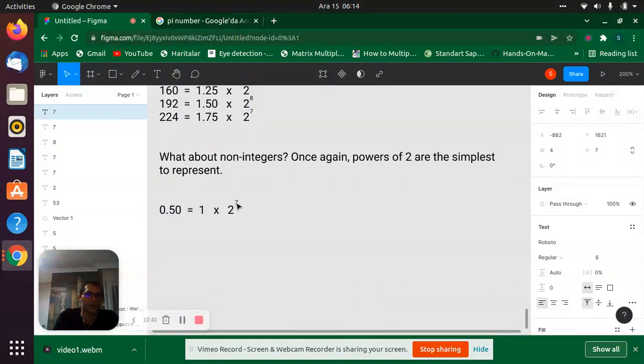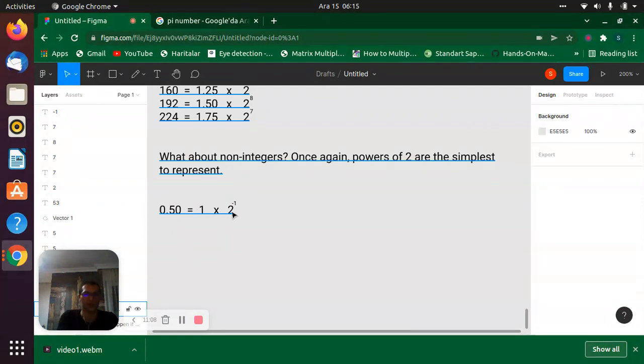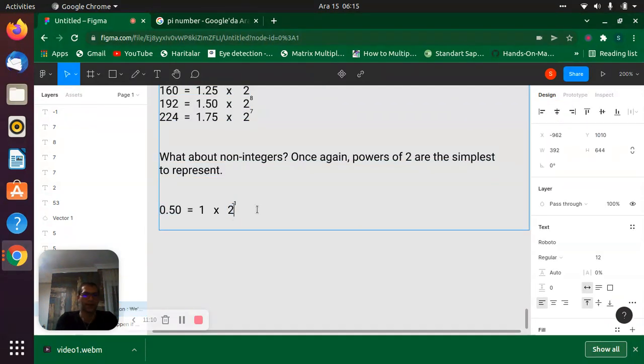So 2 to the power of minus 1, because it will be 1 divided by 2. And what will it be? It's 1 divided by 2, which gives us again 1 divided by 2. Just think of it like an apple: it will divide 1 by 2. Okay, this is 0.50, 0.5.